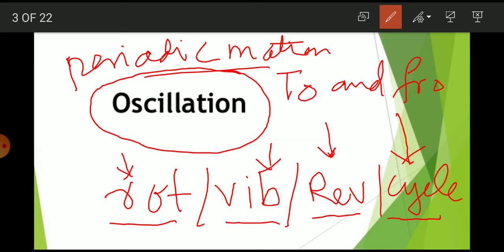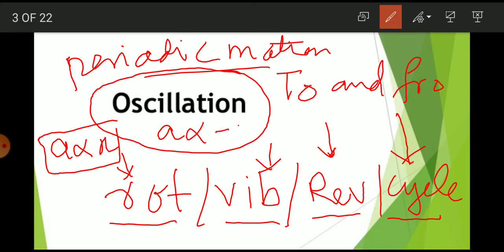periodic. It is called simple harmonic motion, the type of motion in which acceleration is directly proportional to the displacement and always directed towards the mean position. When a particle executes repeated movement about a mean position, it is said to be in harmonic motion. And if this motion is repeated at regular interval, it is called periodic motion.